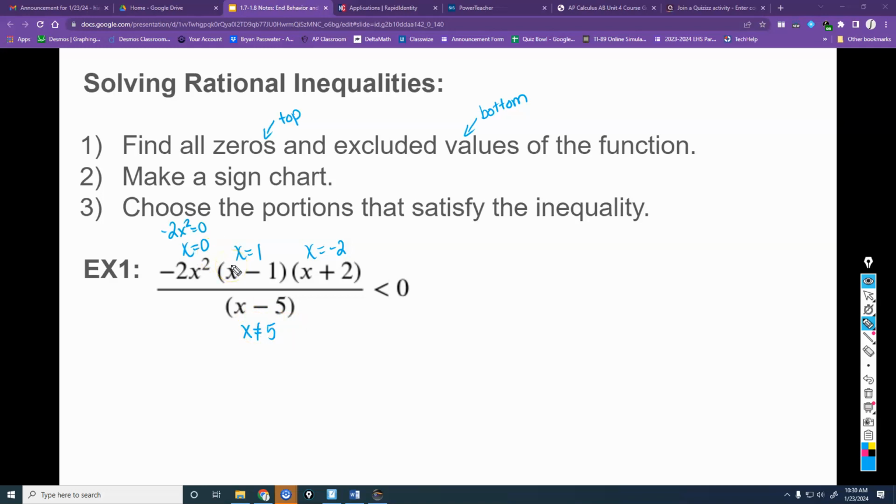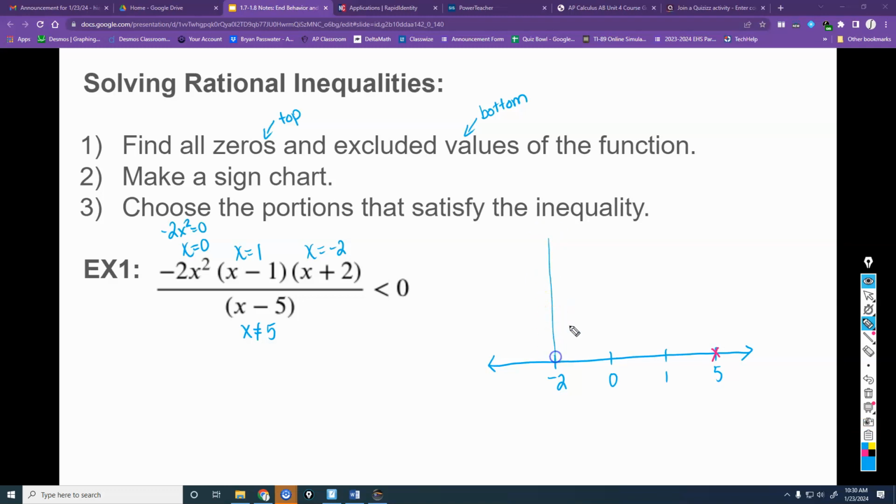So for this we are going to make a chart just like we did with polynomials. And we're going to put all of these zeros and excluded values on our line. So we are going to put them in order. So we would have negative 2, and then 0, 1, and 5. Include the excluded values here as well. If you want, sometimes I like to put an X right there on that 5 just to remind me it can't be equal to 5. But it's still going to be a boundary point that we want to look at.